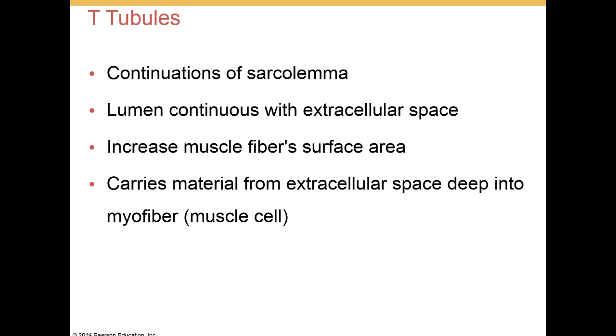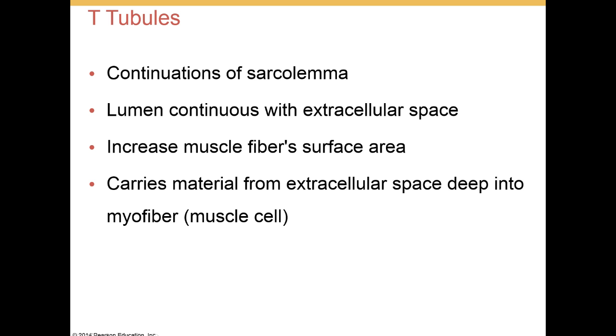The T-tubules are another example of a modification that we see in the skeletal muscle fiber. We also see this modification in cardiac muscle, although it's not found in smooth muscle. T-tubules are extensions or continuations of the sarcolemma. So remember, when we say sarcolemma, we're usually talking about the membrane up at the surface of the muscle cell. T-tubules are little extensions that go inside of the cell.